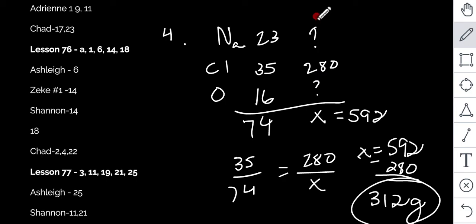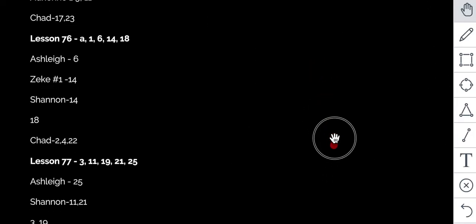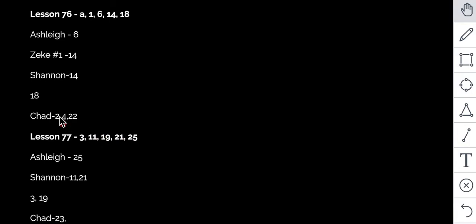Okay, these are combined. You don't have to find them individually. That's what might be confusing about that problem. So next one, we are in 76. We are making our way down. We did 2, 4, A, and 1 so far. So let's move to 6.